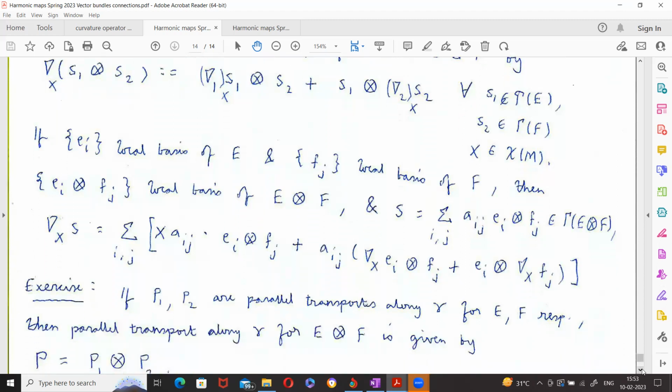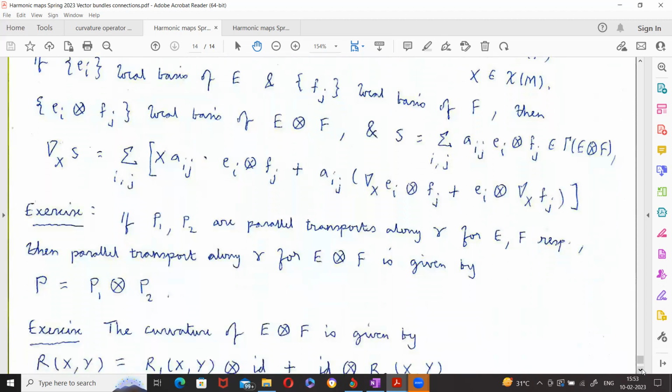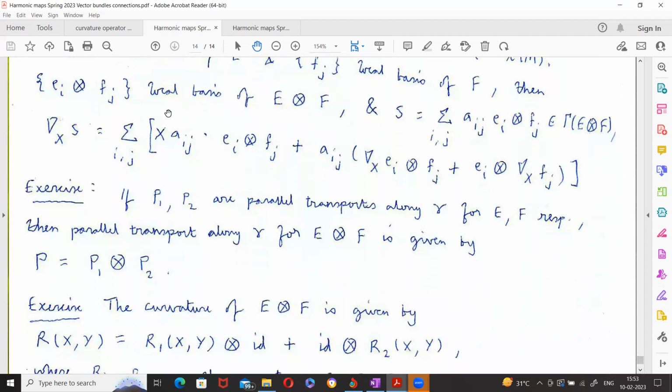And then finally, as an exercise, you could also define this connection using parallel transport. So that will be given by the following exercise: if P1 and P2 are the parallel transports along gamma for E and F, then the parallel transport along gamma for E tensor F is nothing but the tensor product of the parallel transports. Okay, so P will just be P1 tensor P2. All right.